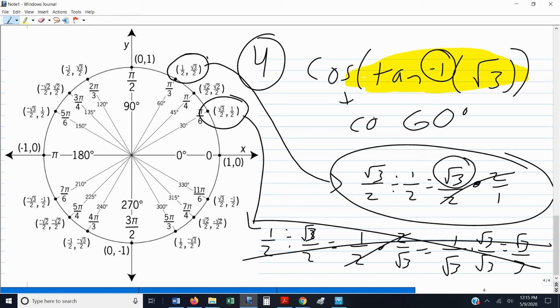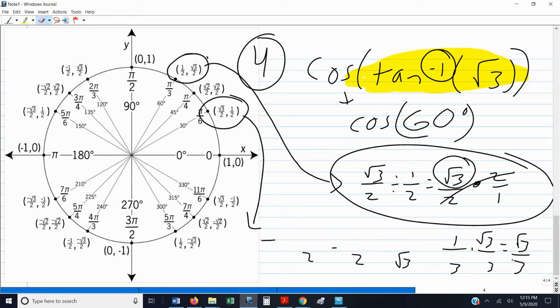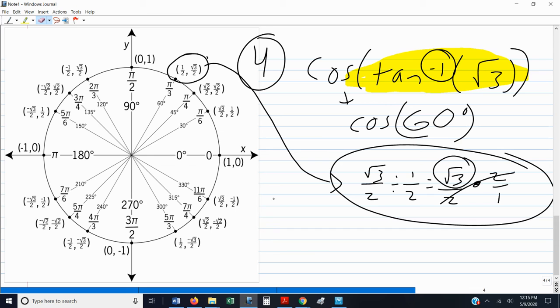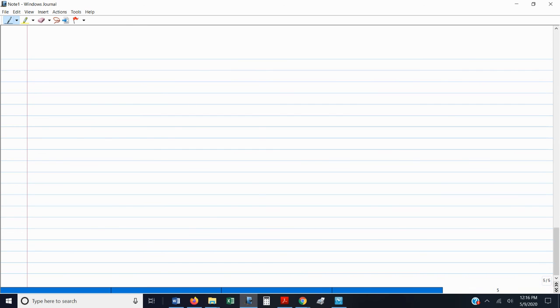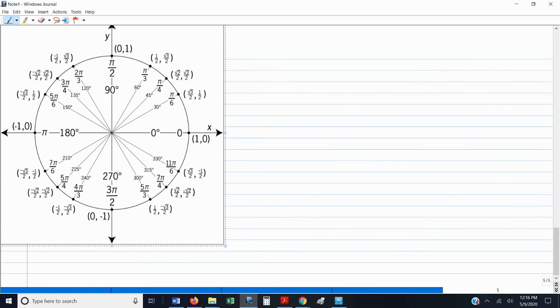Then you're bringing down the cosine, and now this expression is saying to find the cosine of 60 degrees. So at 60 degrees, what is the x value there? The cosine is the x value. So at 60 degrees, the x value is 1/2, and that would be your final answer. I think that those are the trickiest, in my opinion, of all of these.